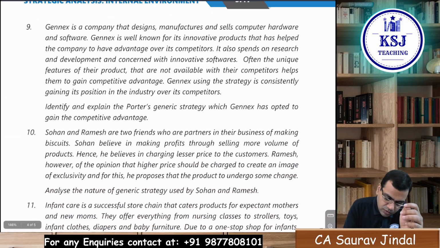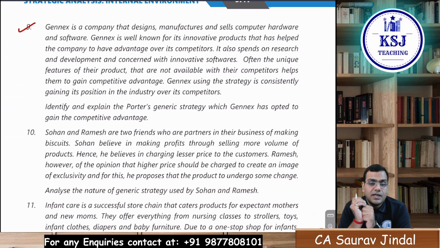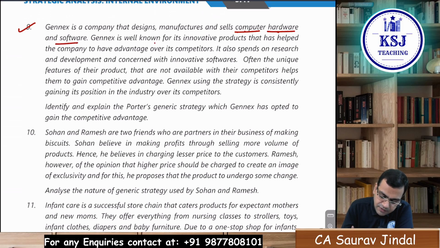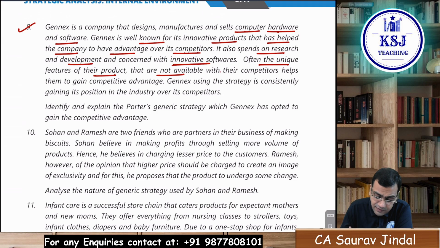Coming to the ninth one, GenX is a company that designs, manufactures and sells computer hardware and software. GenX is well known for its innovative products that have helped the company gain an advantage over its competitors. It also spends on research and development and is concerned with innovative software. Often the unique features of their products that are not available with their competitors help them gain the competitive advantage. GenX, using this strategy, is consistently gaining its position in the industry over its competitors.